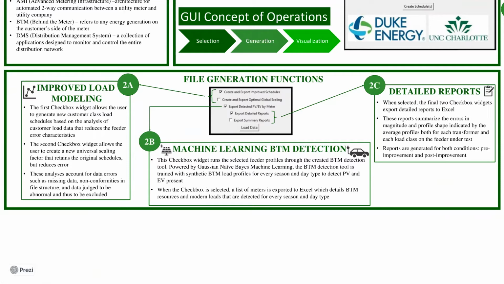The export detected PV/EV function allows for the user to create an Excel sheet showcasing the PV and EV present on the selected feeder and season date type. The last two functions allow for the user to select the generation of two reports detailing the errors in magnitude and profile shape for both the original and improved load schedules for the selected feeder.